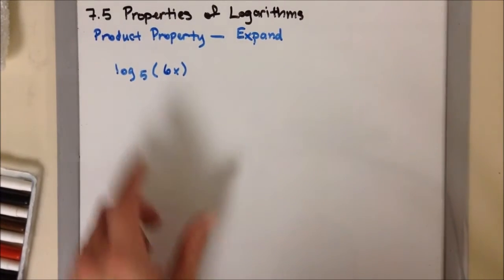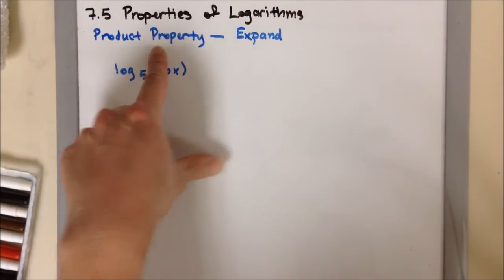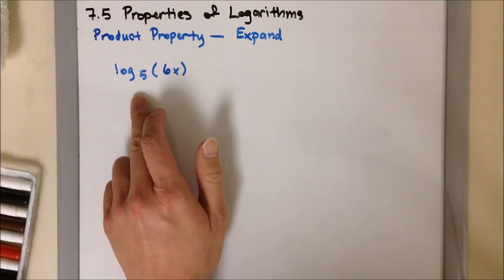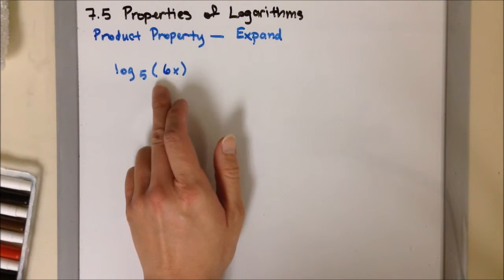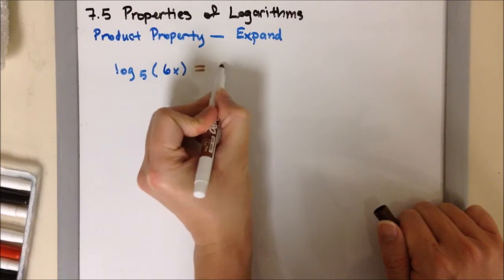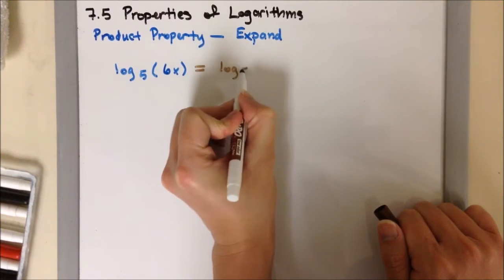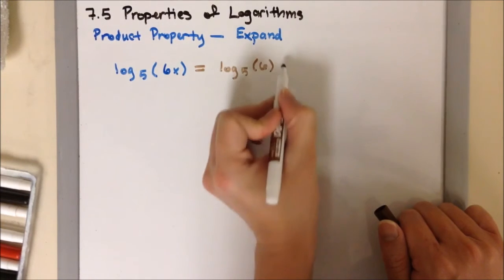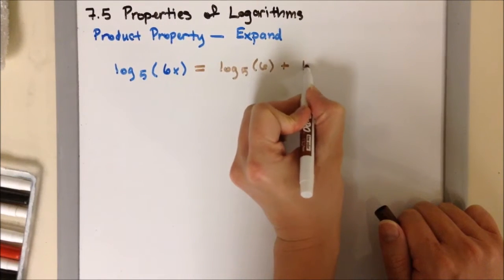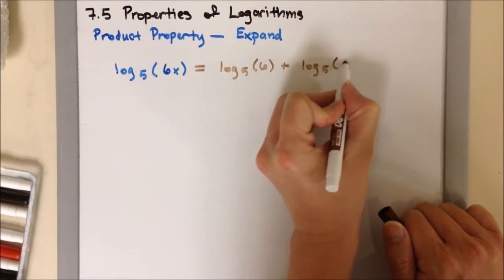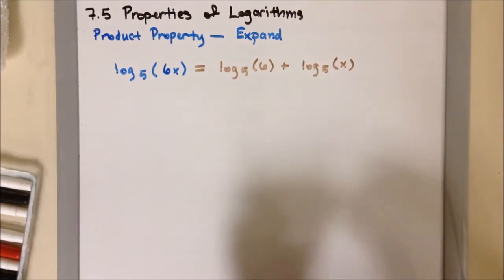So we're going to cover the product property first, and we're going to talk about expanding it. In our example, I have log base 5 of 6x. If I were to expand it, I'm going to rewrite it as log base 5. My first one is the 6, so just 6, and then plus log base 5, and then my second one, which is just the x. And then that is my answer.